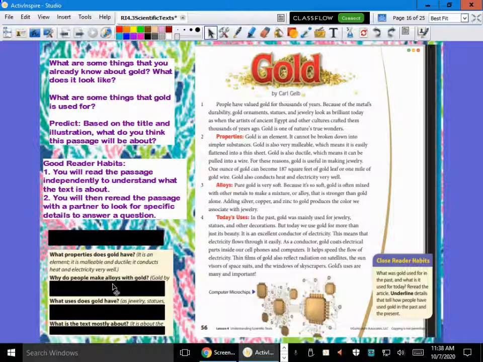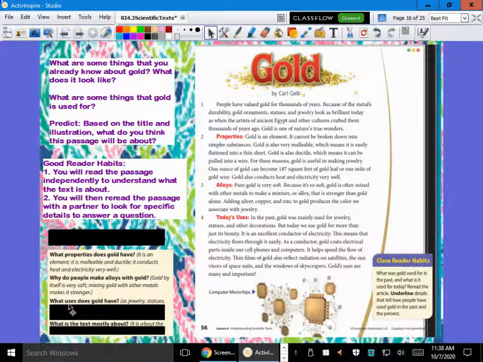I see the word alloys and I look in the paragraph on alloys. Why do we have to mix it with other metals? Why? What does it say right here? Because gold by itself is very soft. Okay. So I have to mix those other metals with it to make it stronger.